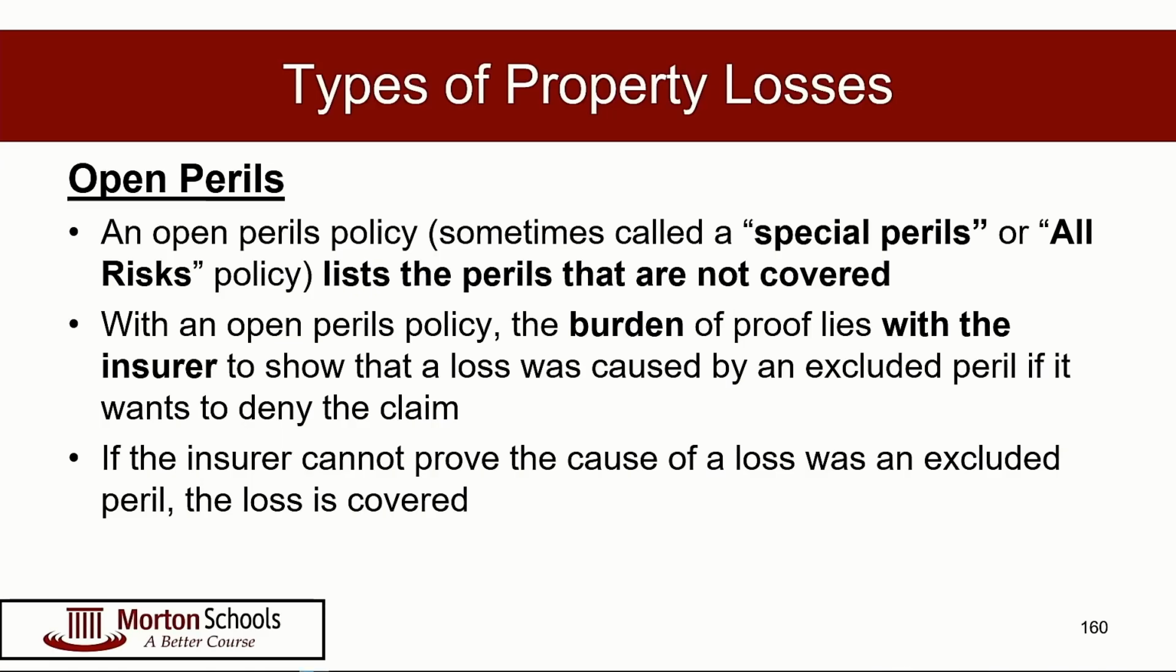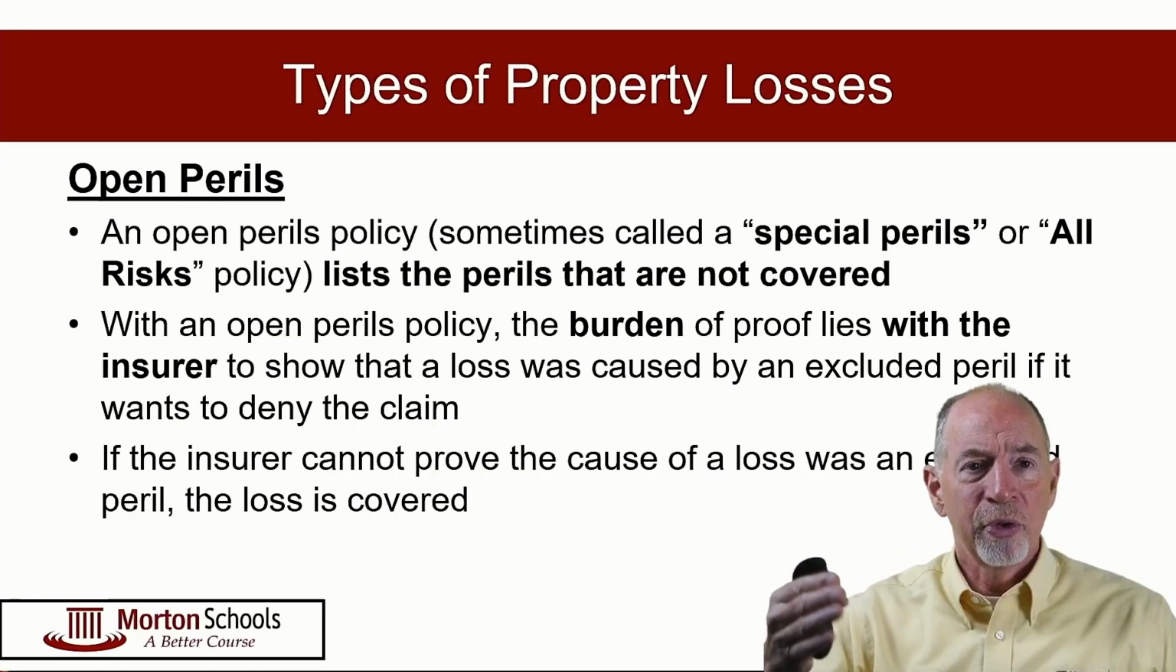An important point to point out here. Remember we talked about with the name perils that the burden was on the what? Was on the policy owner to prove that it was on the names list. Well, with open perils, now the burden is on the insurer to show that it was on the excluded list. And that makes a big difference, because if the insurer cannot prove that the cause of loss was on that excluded list, then they have to pay the claim.